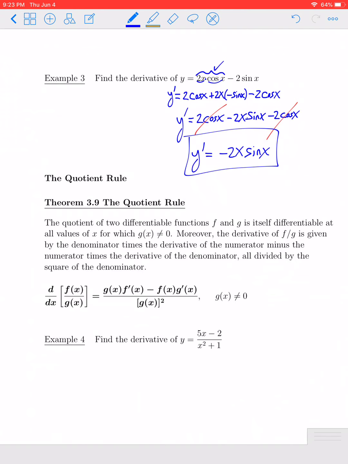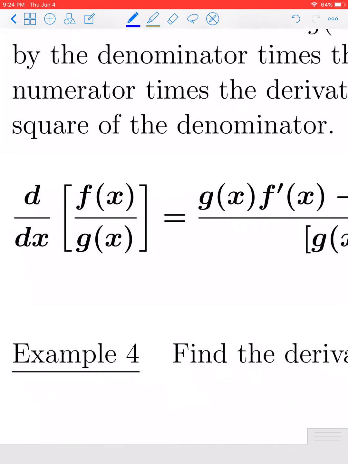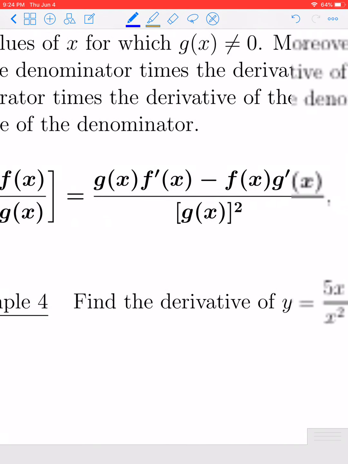The next thing we're going to look at, this is Theorem 3.9, which is the quotient rule. Let's suppose we have two differentiable functions. Let's call them f and g, such that g of x is not equal to 0. Then the derivative of f divided by g exists, and it's going to be given by the following expression.